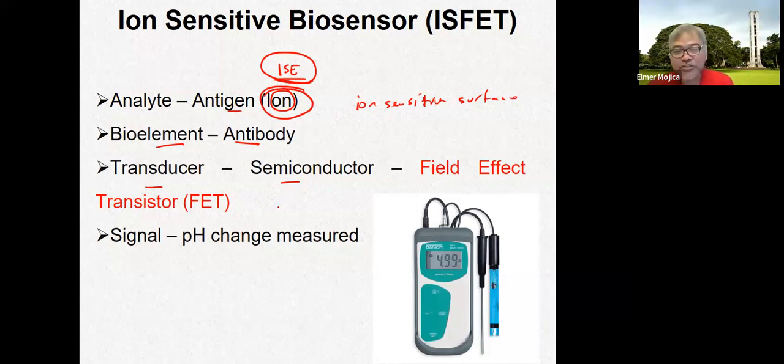Okay? And what do we do? The signal that we have is just the pH change measured. So usually you use it for pH or any other ion. Okay, so it just measures the change in potential. Okay, so we could say it's a specialized type of pH meter.